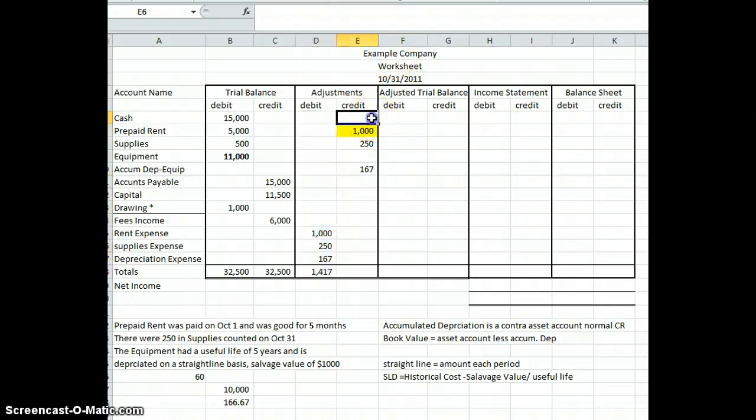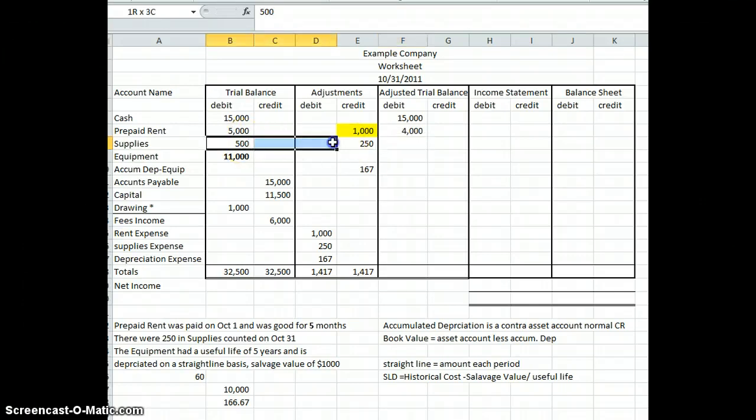And when I sum the columns, our debits should equal our credits. Very good. Next we have the adjusted trial balance. The adjusted trial balance is going to be taking the trial balance and adding or subtracting the adjustments column to find the new balance. So for cash, you can see that we didn't have any adjustments. I'm just going to leave it at 15,000. For prepaid rent, I had a credit of 1,000, so I'm going to reduce 5,000 by 1,000. And I'm going to say 5,000 minus 1,000 is 4,000.